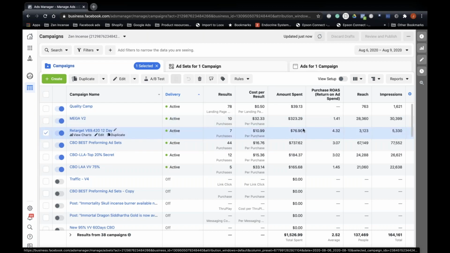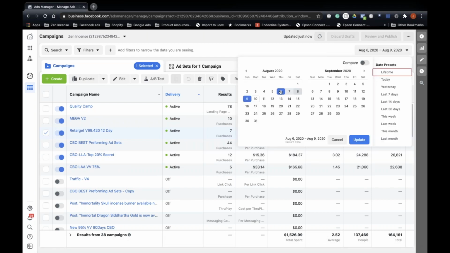What's this one at the bottom, the 75%? This is within the past 4 days. Again, I took it off the bid cap somewhat recently, so I was just giving it some time and traction because that used to be my best campaign by far.